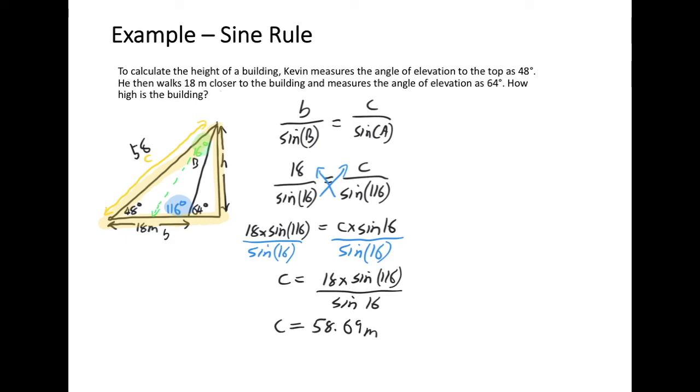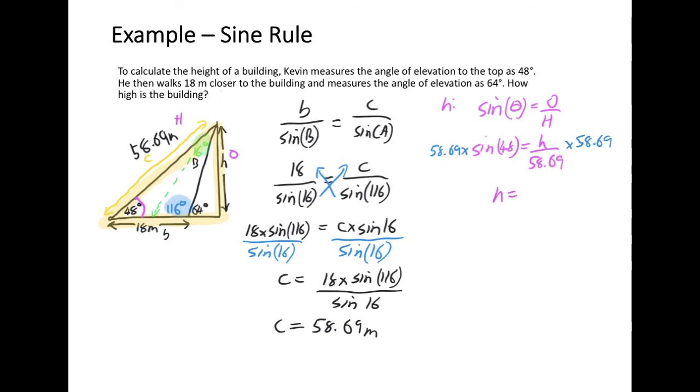So I can add that into my diagram. 58.69 meters. So now I can go ahead and use trigonometry to find out the height of the building. So to use trigonometry, looking at my angle, I've got the opposite side and the hypotenuse side. So I can use sine. So to work out the height, it's going to be sine of the angle is equal to opposite over hypotenuse. So sine of 48 is going to equal my height divided by 58.69. So multiply both sides by 58.69.